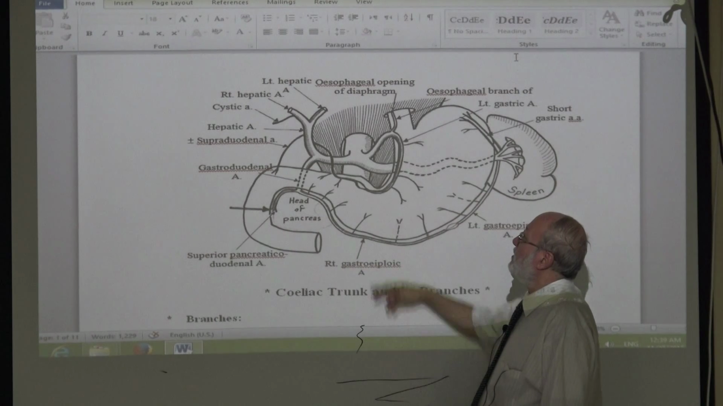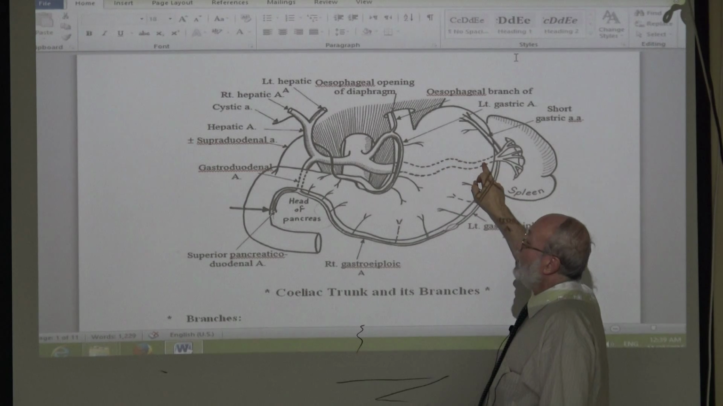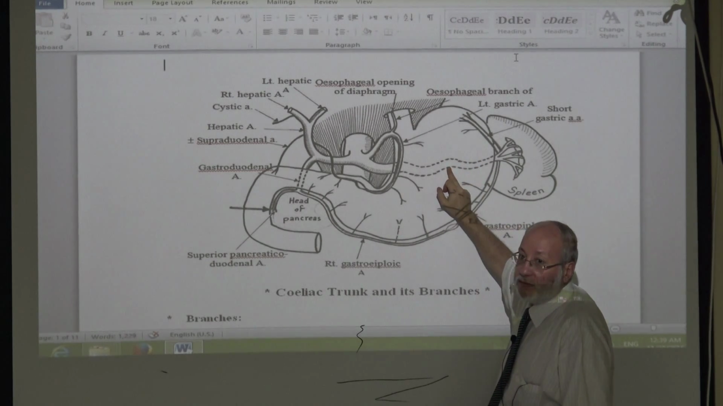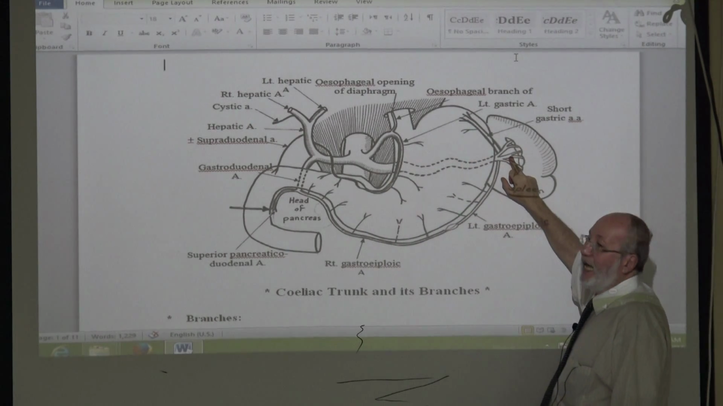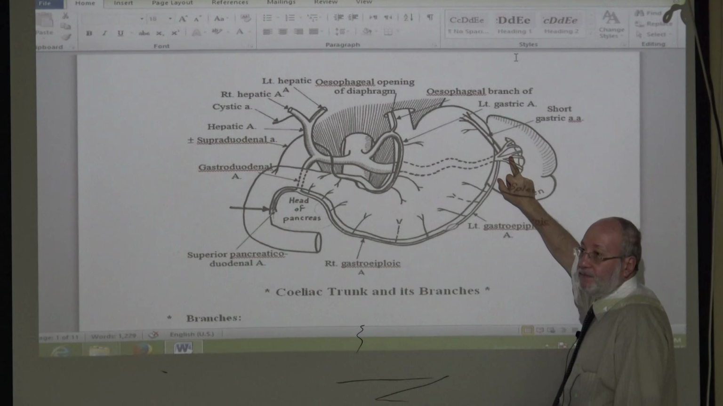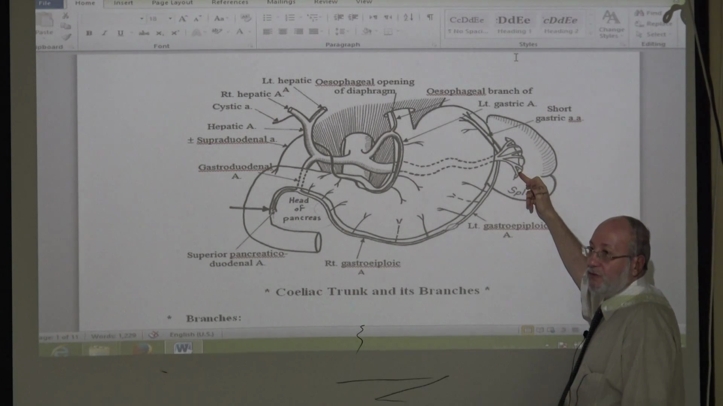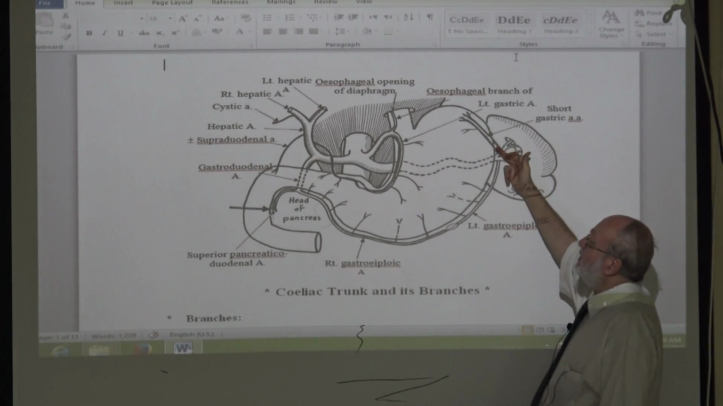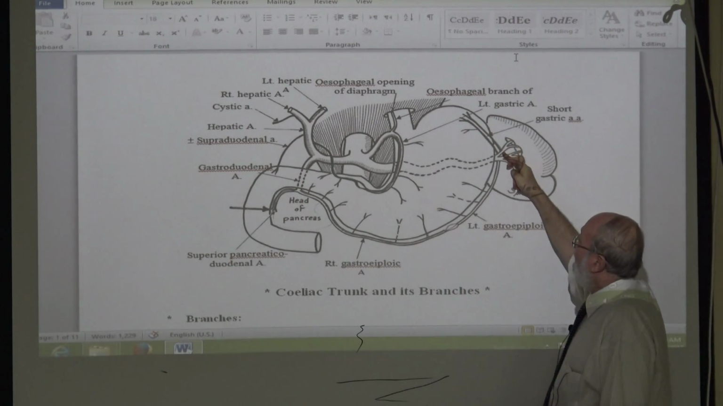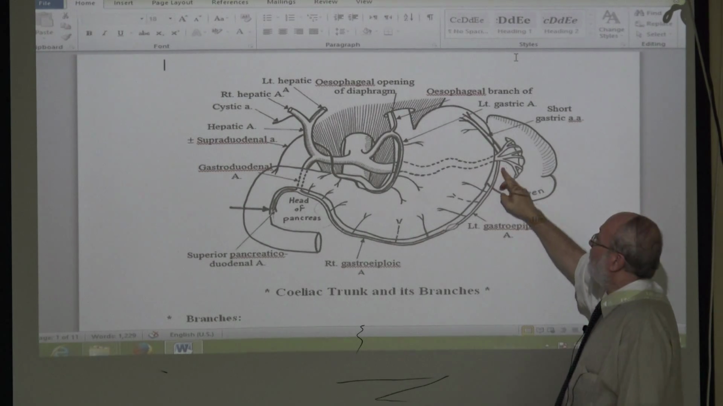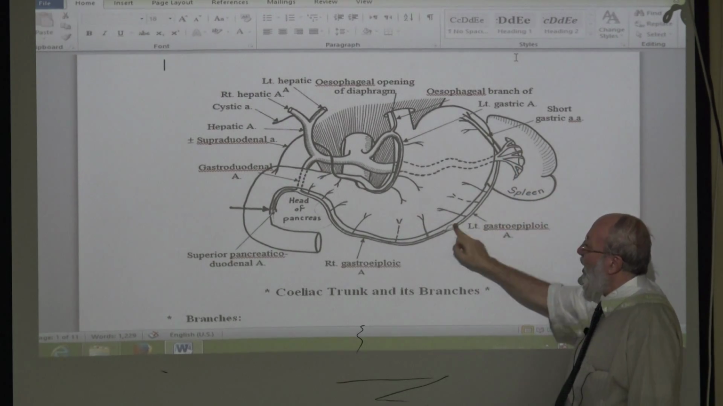The second branch is splenic, which is a tortuous artery. It runs along the upper border of the body of the pancreas to reach the hilum of the spleen. In the hilum of the spleen, it gives terminal splenic branches. And on the greater curvature, it gives short gastric arteries and the left artery, passing on the greater curvature from left to right.